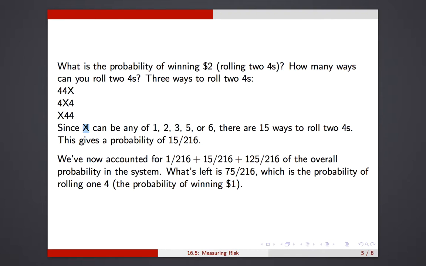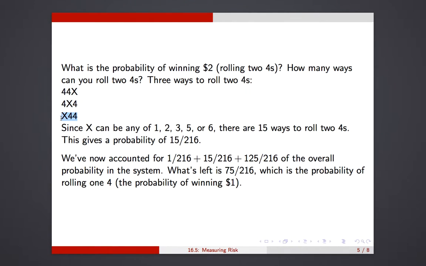So since x here can be any one of these 5 numbers, you can't fill in a 4 for x because you're only allowed to have 2 fours, but you can fill in anything else. We get 5 things from here, plus another 5 things from there, plus another 5 things from here, and that results in 15 total ways to roll 2 fours. Therefore, we have a probability of 15 out of 216. That's the probability of winning $2 in profit, or equivalently, the probability of rolling 2 fours.